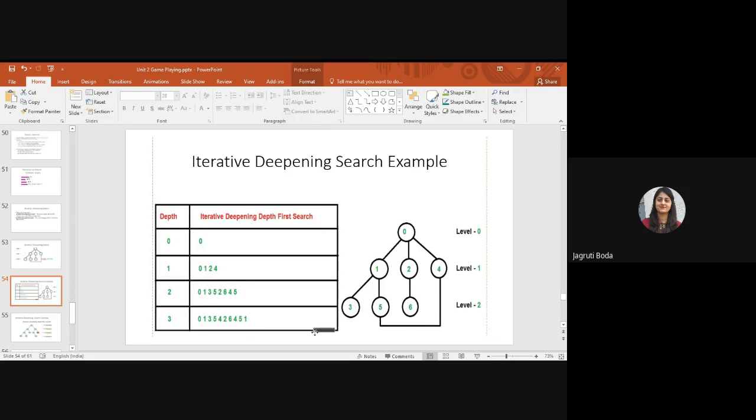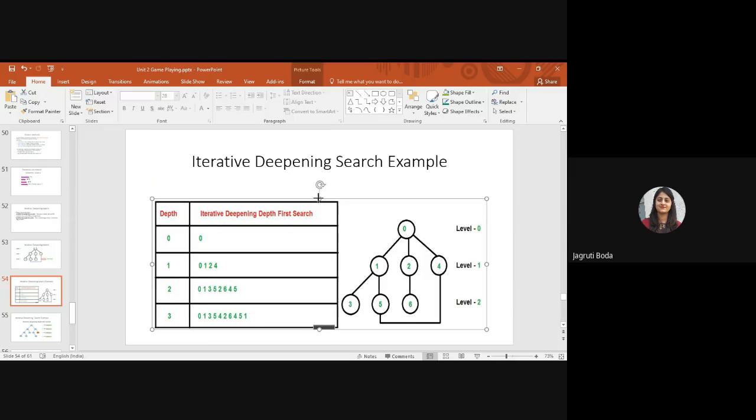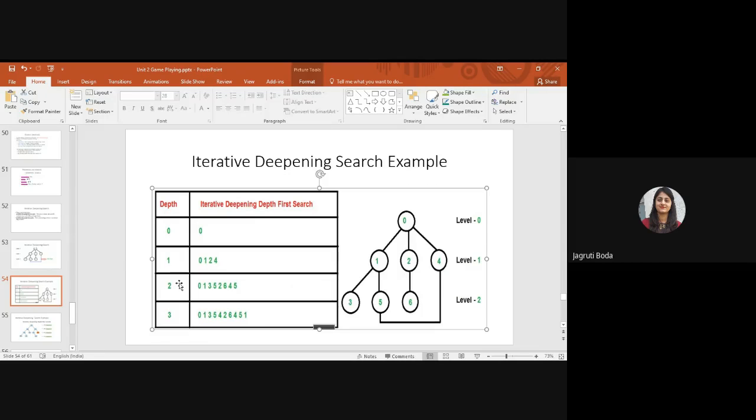First of all, you have to make a table. So you have to write depth 0, 1, 2 and 3. First of all, you are given this graph and you are exploring level 0. So you explore only one node, that is your 0. This means iterative deepening depth first search. How does it explore all the nodes?